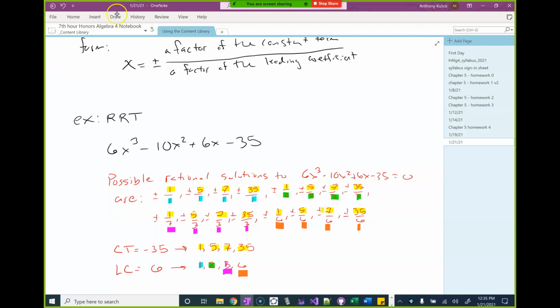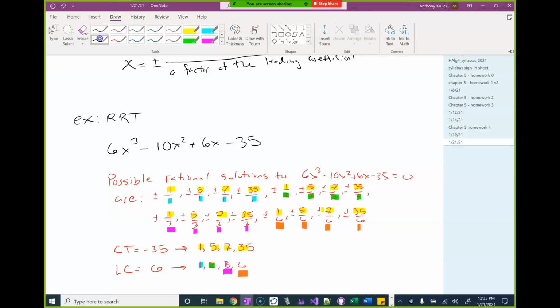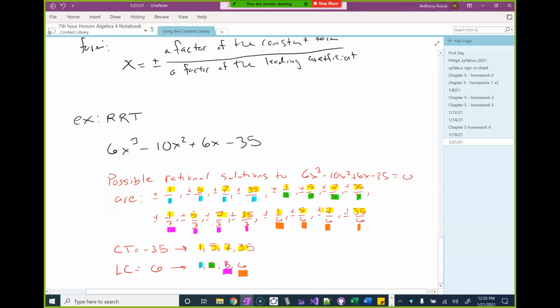So the goal here now is to figure out a way to narrow down that list from the rational roots theorem to make this a little bit easier to attack. Everybody's okay with that plan? Okay.